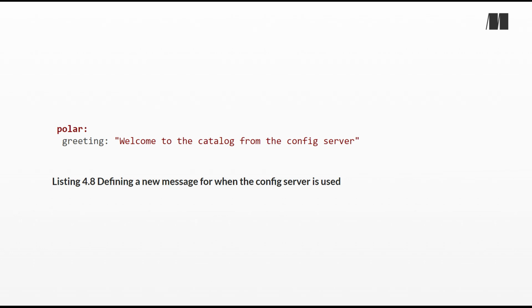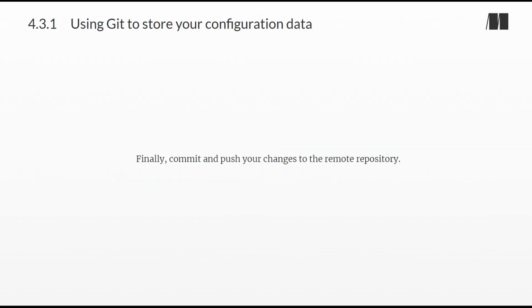Then define a value for the polar.greeting property used by the catalog service. Listing 4.8. Defining a new message for when the config server is used. Next, create a catalog service prod.yml file and define a different value for the polar.greeting property to be used only when the prod profile is active. Listing 4.9. Defining a new message for when the prod profile is active. Finally, commit and push your changes to the remote repository.